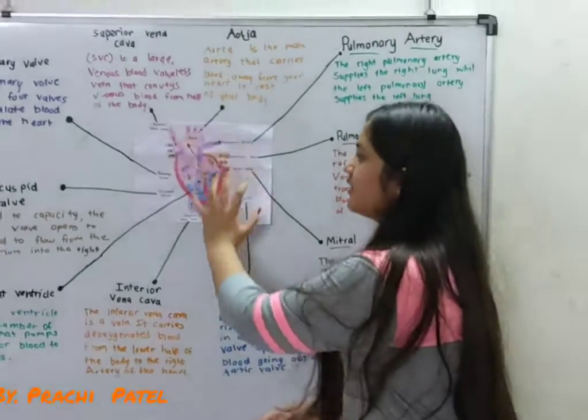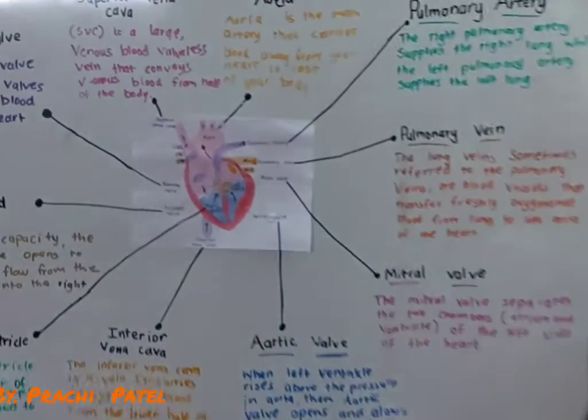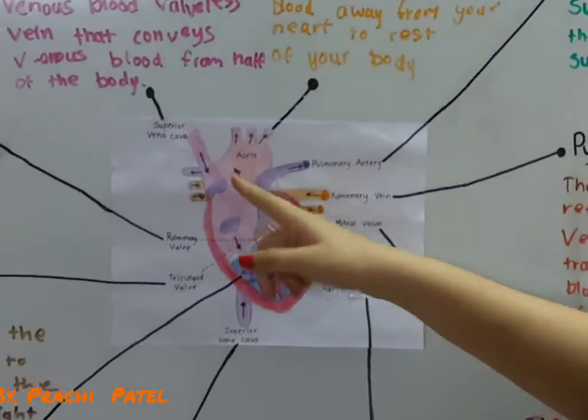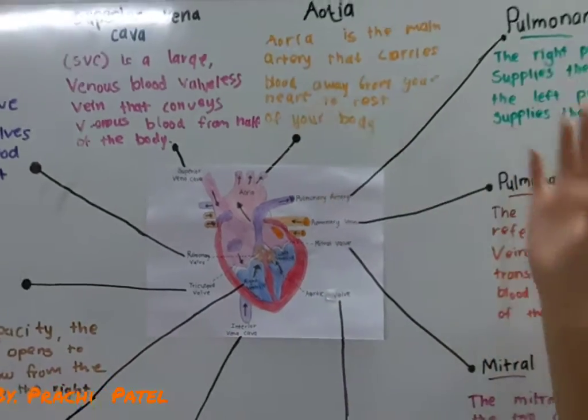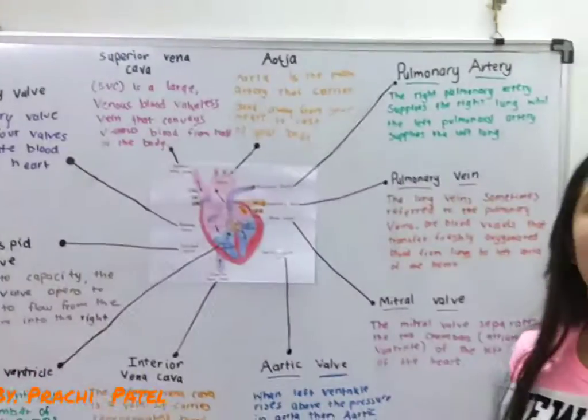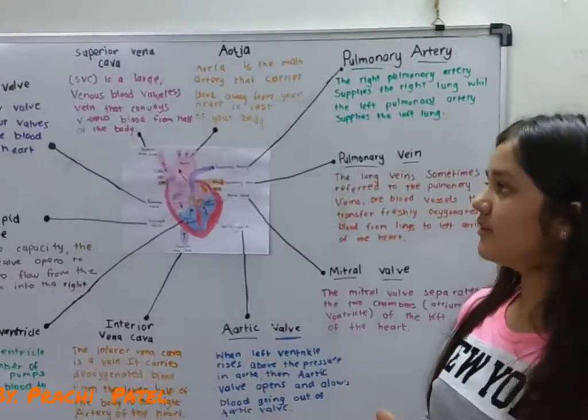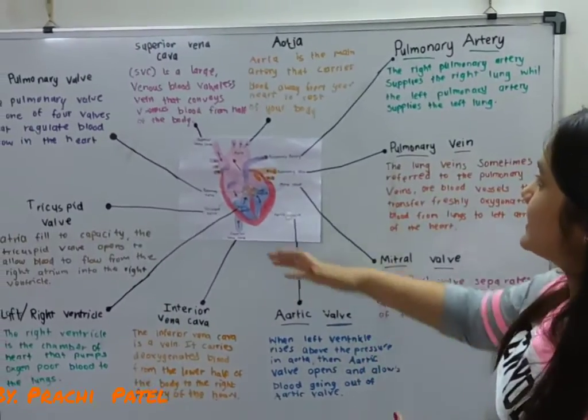I have drawn a heart over here which you can see, and I have also named the parts of the heart. On the sides I have written the functions of each part, and I am going to explain all the functions to you. So let's start.